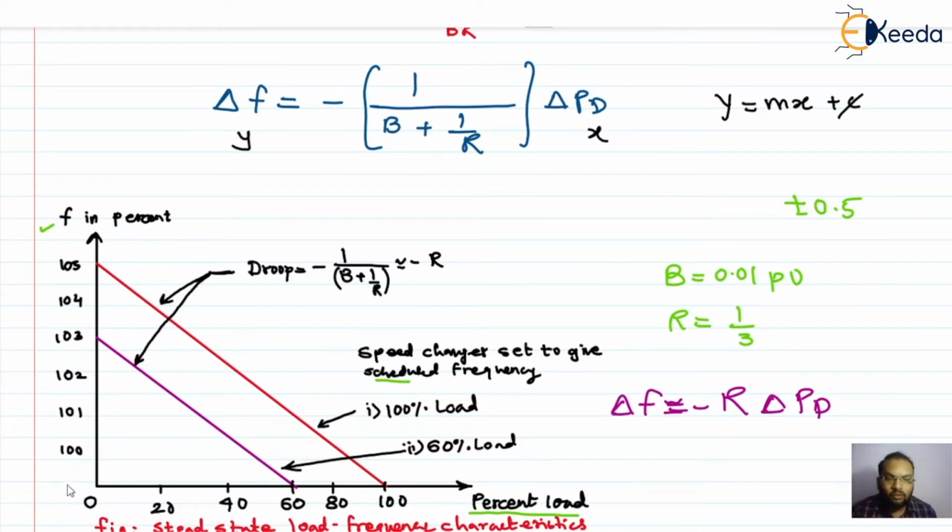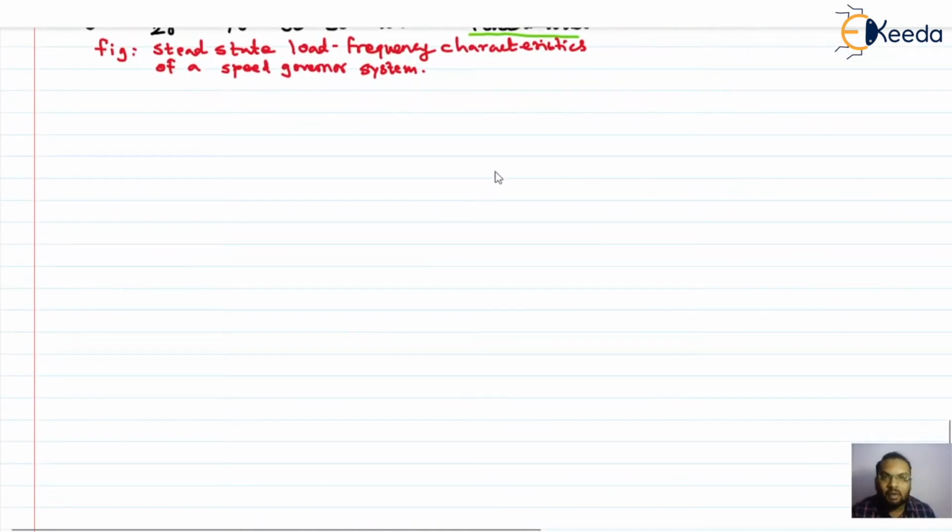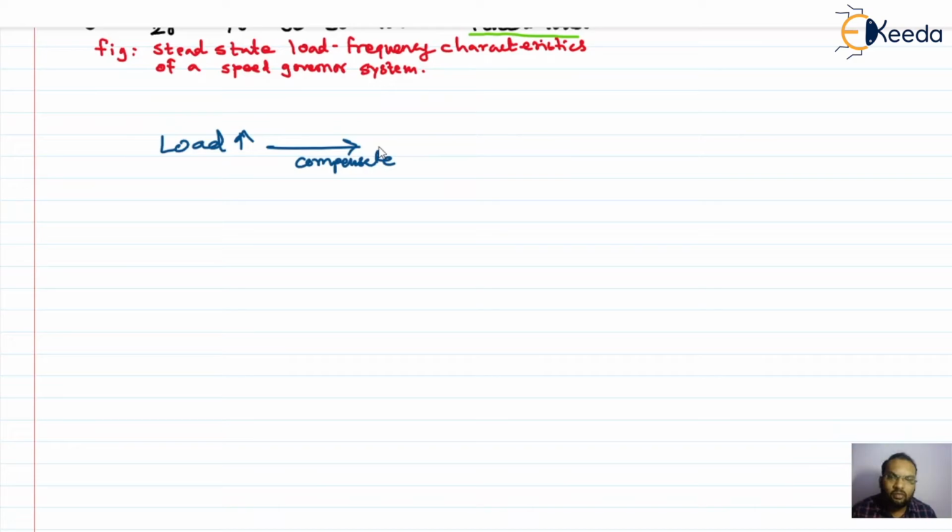One more thing we can understand from this graph characteristic is that when the load increases, it can be compensated in the power system in two ways. Let me show you here. If the load increases and you want to compensate this increase in the load, compensating means you have to supply that load. It can be done in two ways. The first one is increasing the generation. We can increase the generation to meet the increased load, or second, we can reduce the load.